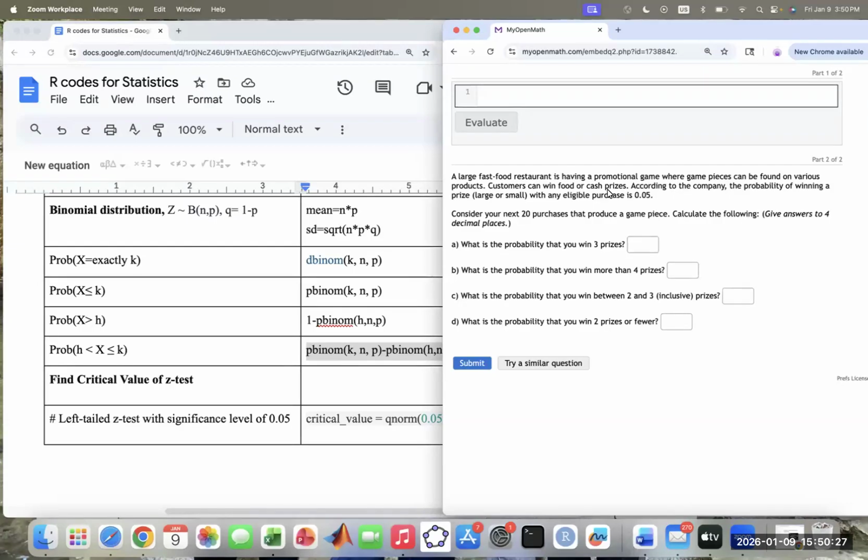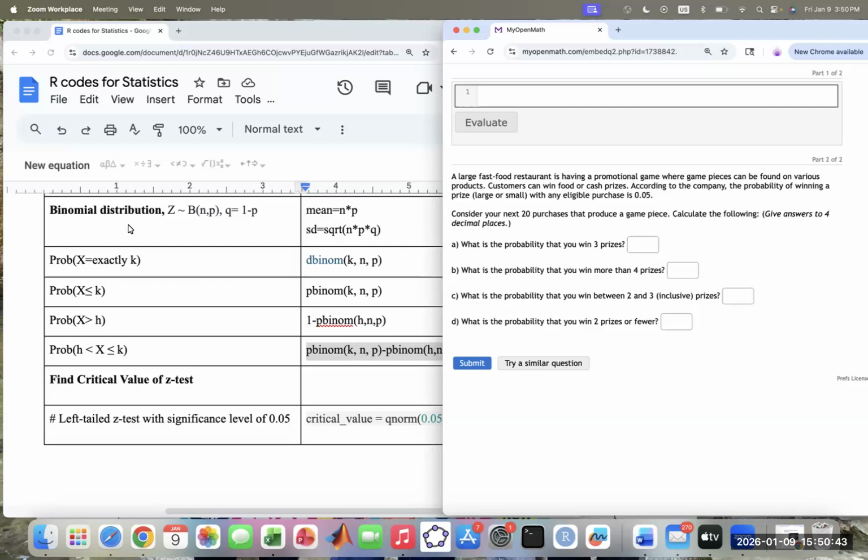Hi there. In this video, I will show you how to find the binomial distribution probability in here. So you can copy the code from the file right here. Go down to find the binomial distribution.